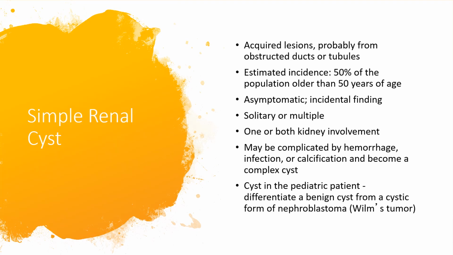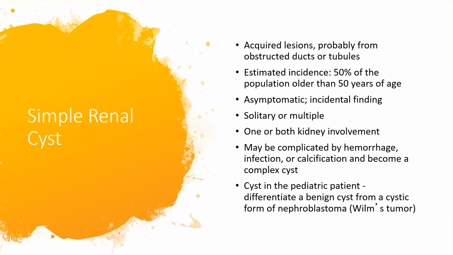Simple renal cysts are very common. They're typically an acquired lesion. We think they come from obstructed ducts or tubules, and the estimated incidence is that half the population over the age of 50 will have a simple renal cyst. They can come and go, so they may have a renal cyst and then it resolves. They typically are going to be asymptomatic, and they're an incidental finding during other imaging. They can be solitary or multiple. They can involve one kidney or both kidneys.